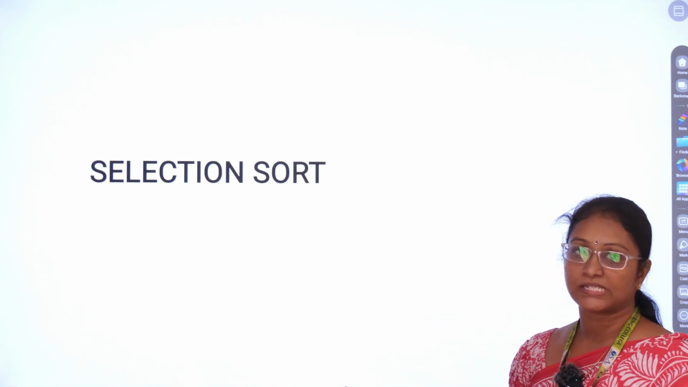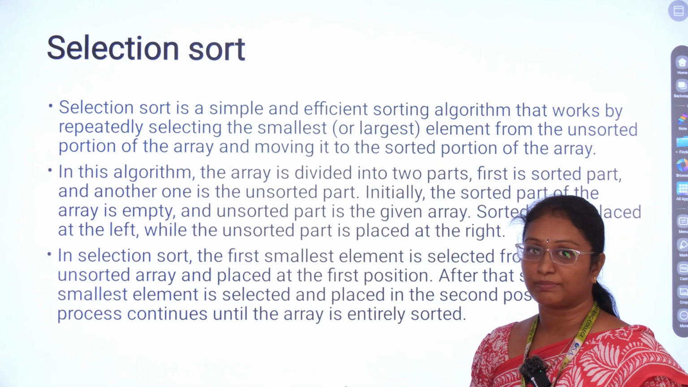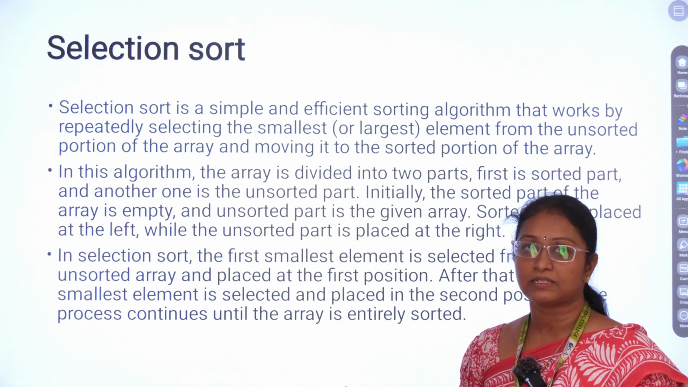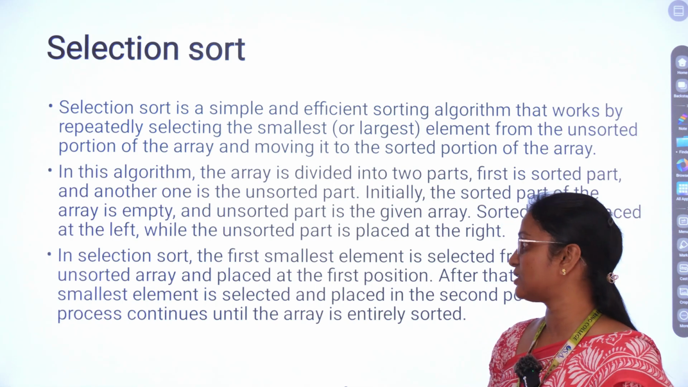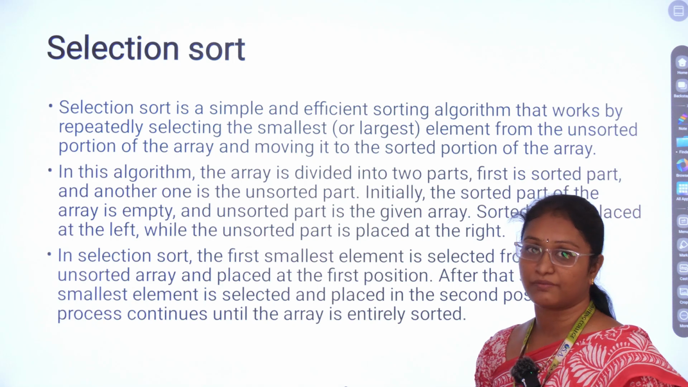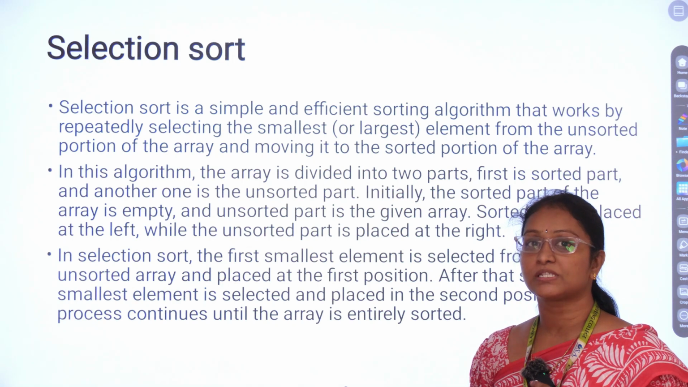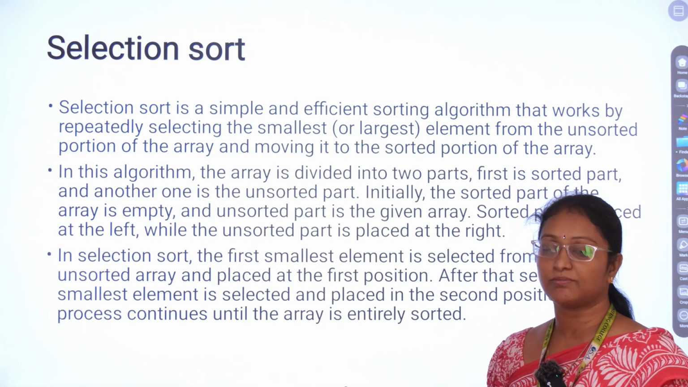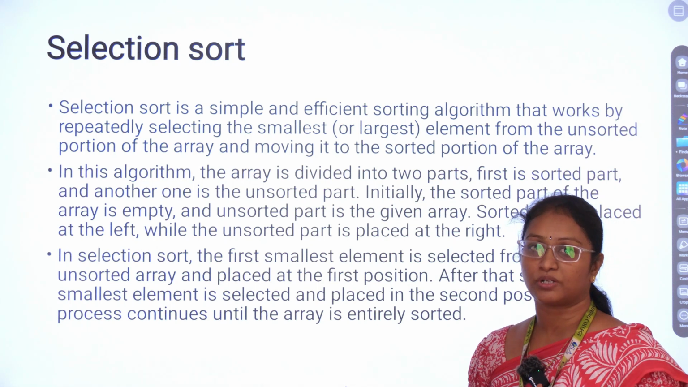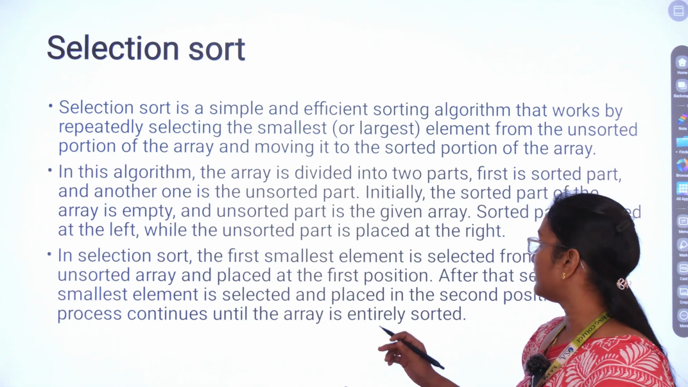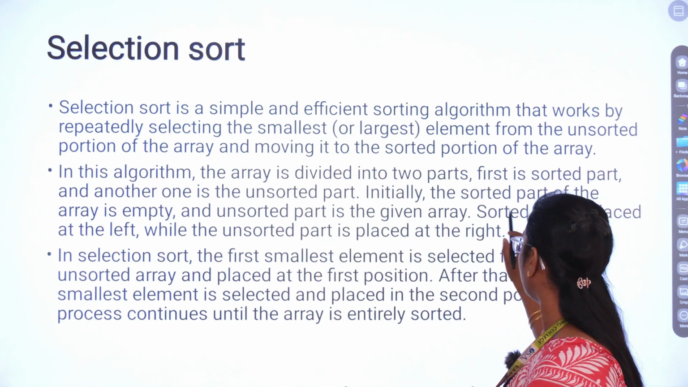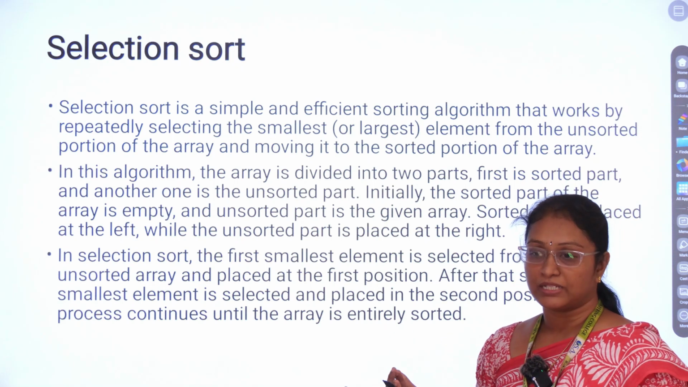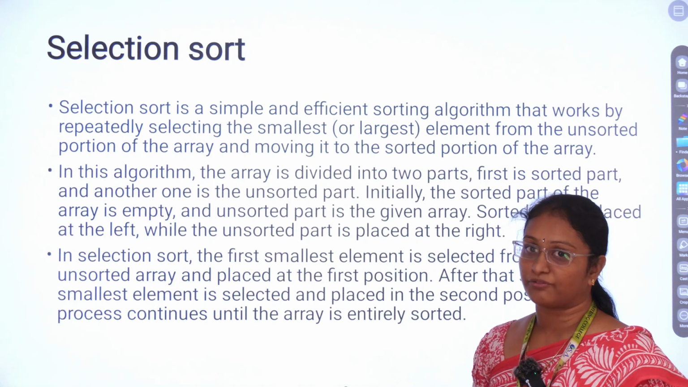Next, we see what selection sort is. Selection sort is used to find the smallest element in the unsorted list and place that in a sorted list. Okay. Initially, the array is divided into 2 parts: one is a sorted part and the other is an unsorted part. Initially, in the selection sort algorithm, the sorted part is empty and the unsorted part is the given array. The sorted part is always on the left side of the array and the unsorted part is always on the right side of the array.